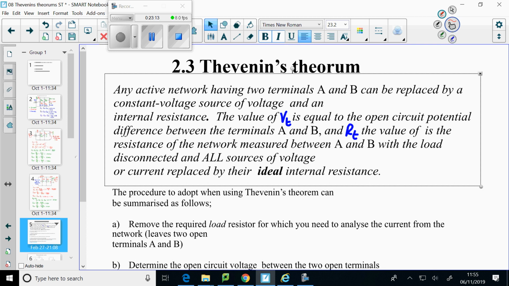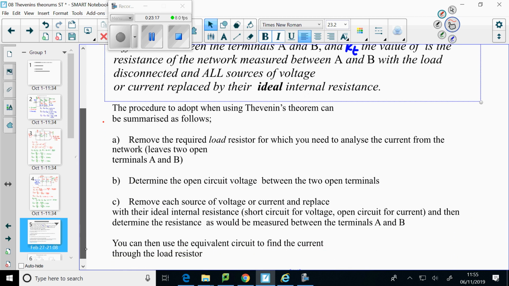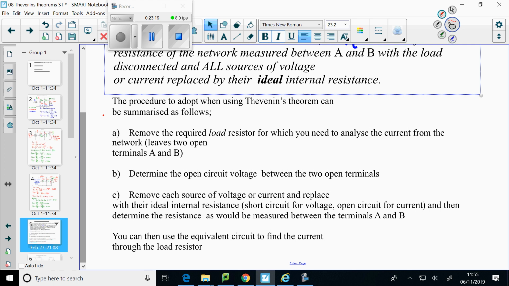Alright, so what I've done is summarise a procedure to adopt when using Thevenin's theorem. First of all, you remove the required load resistor from the circuit, for which you need to analyse the current from the network. That leaves two terminals open that you can label A and B.